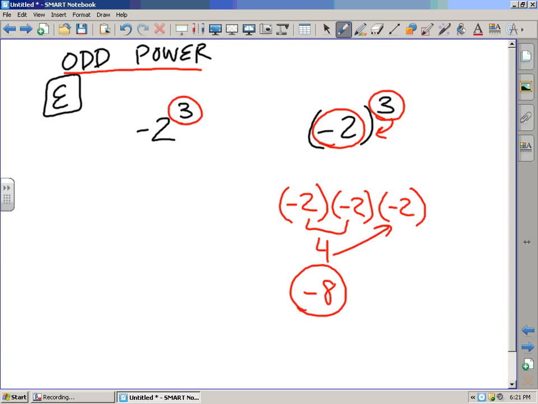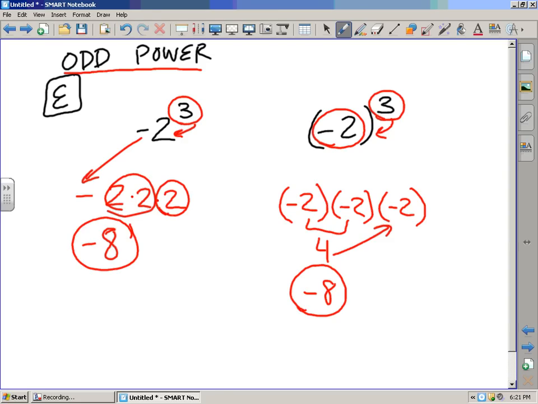Over here, the 3 goes to what is directly beside the 2. So the 2 is the base that is copied 3 times. The negative is just carried down. So we get -8. 2 times 2 is 4. 4 times 2 is 8. We get -8. Either way, you'll notice we got a -8. It didn't matter whether we had parentheses or not.